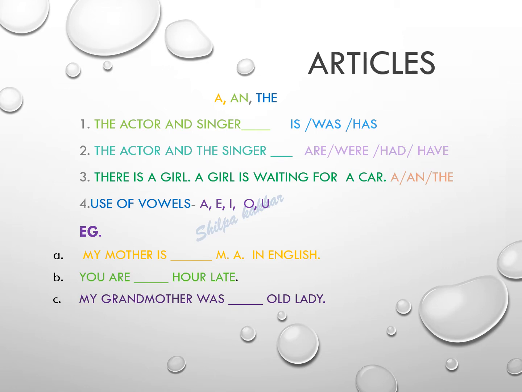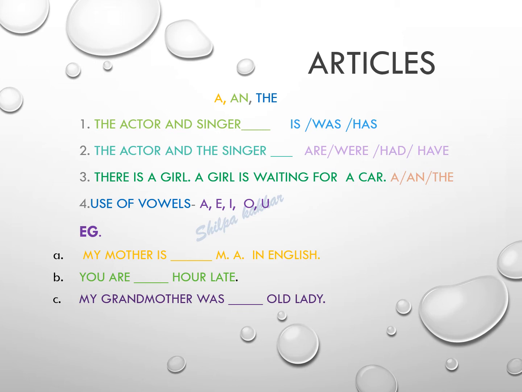Articles. Let us begin with articles. Articles are a, an, the. These are the three articles. You all have the knowledge of articles. A and an are usually used as singular. Alright. So, when we are using articles, we have to be very careful.